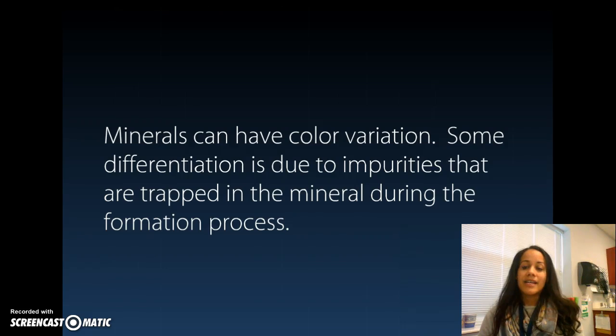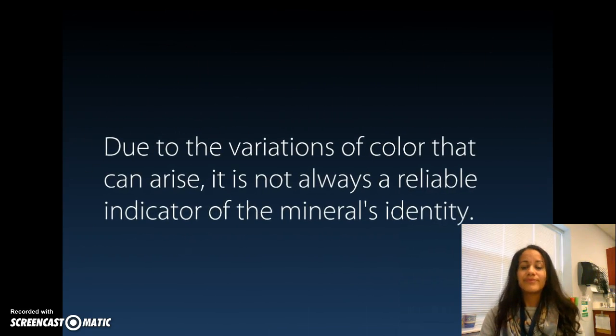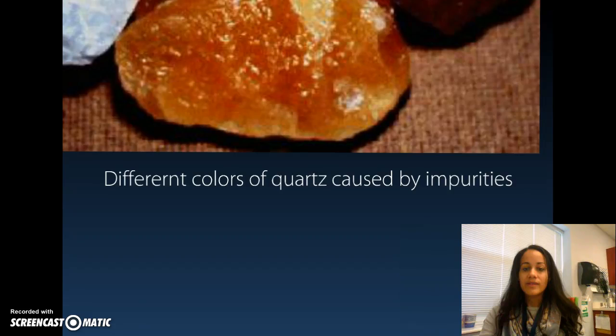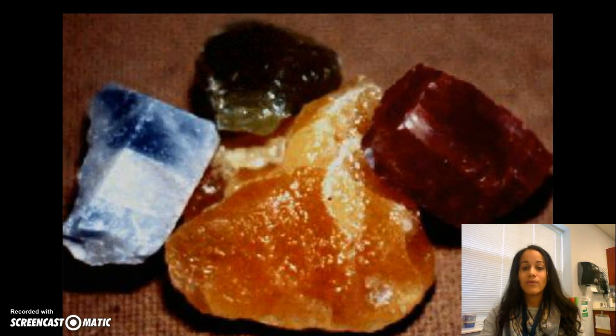So minerals can have different color variation. Some differentiation is due to impurities that are trapped in the mineral during the formation process. So that's why sometimes it can be difficult to classify a mineral based on its color. Due to the variations of color that can arise throughout the formation of the different minerals, it's not always a reliable indicator of the mineral's identity. So we can start with color because it's the most obvious of the properties, but we definitely want to move down the list of different ways to identify. These are different colors of quartz, and they're caused by impurities within the formation.